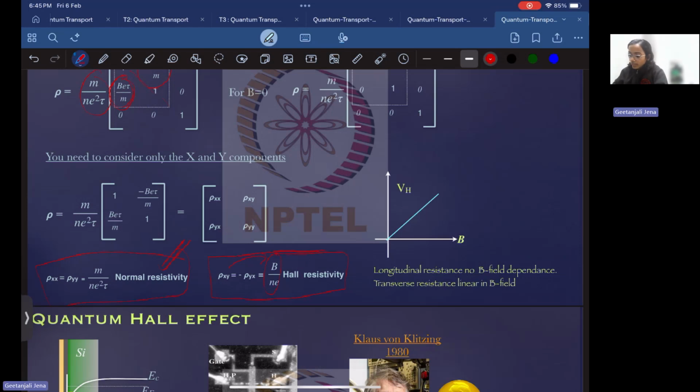And according to this relation, if you plot the graph between the Hall potential difference or the Hall potential, then we see that as we increase the magnetic field, the Hall voltage also increases linearly.